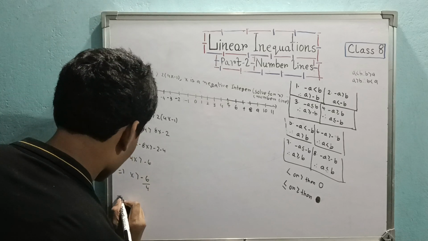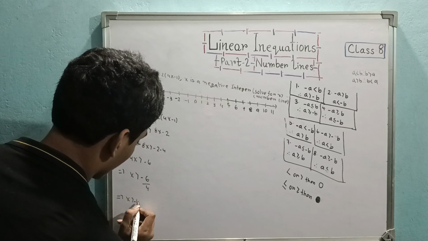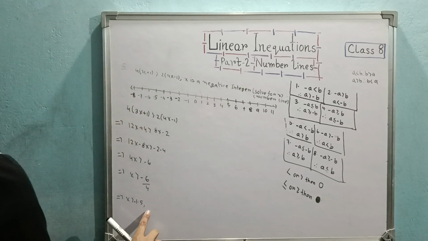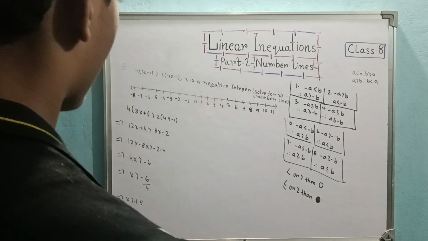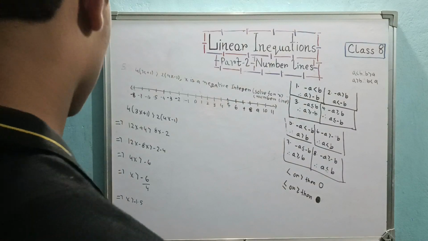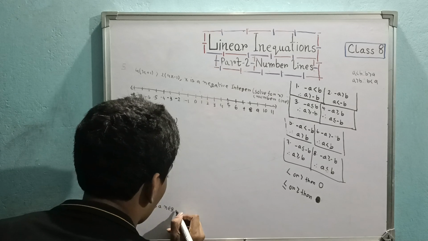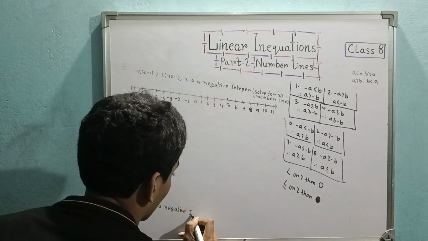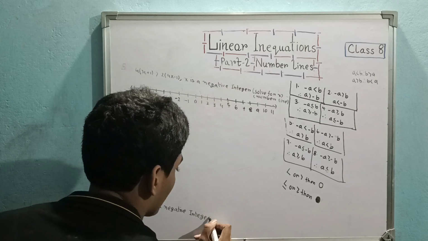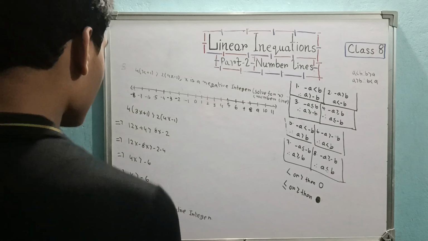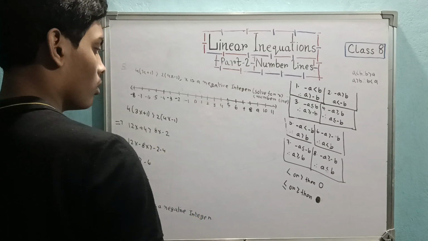Minus 6 by 4 is minus 1.5, so x is greater than minus 1.5, and also x is a negative integer. X is a negative integer. Okay, now you tell me, greater than minus 1.5, what negative integer is there? It is actually greater than minus 1.5 but less than 0.